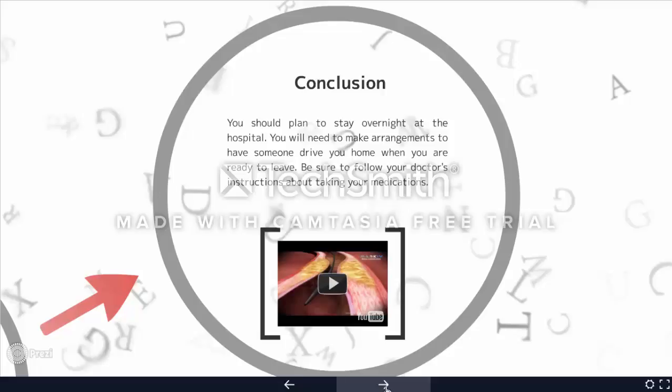Conclusion: you should plan to stay overnight at the hospital. You will need to make arrangements to have someone drive you home when you're ready to leave. Be sure to follow your doctor's instruction about taking your medications.